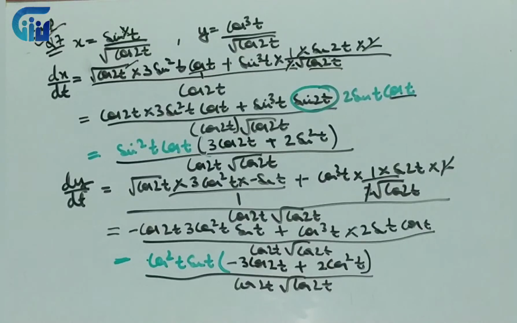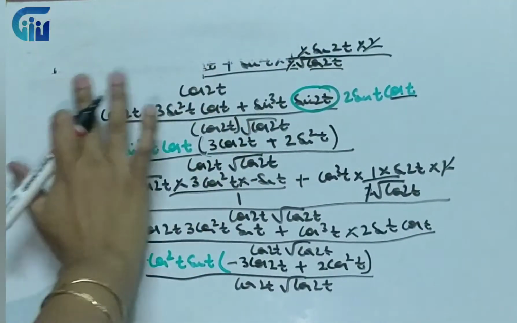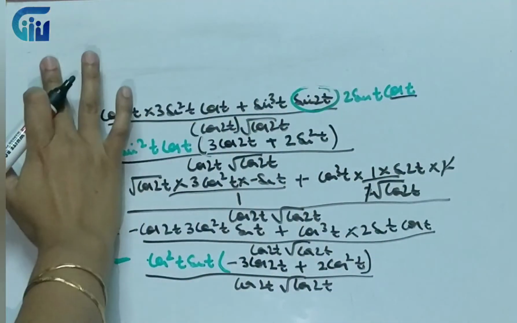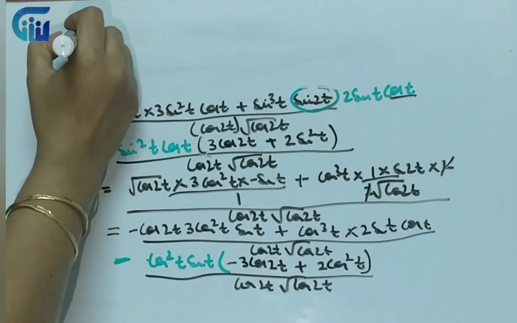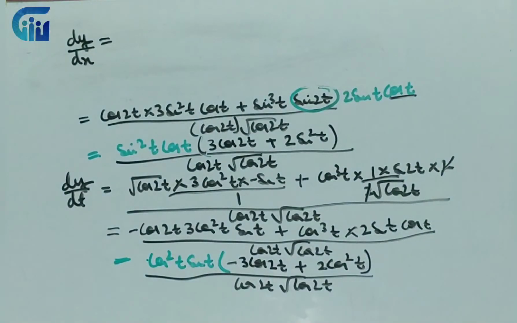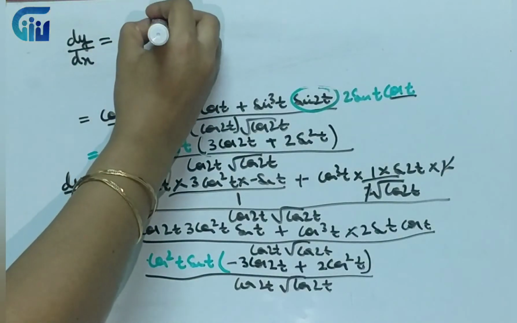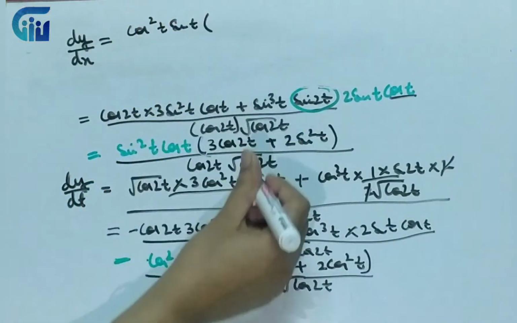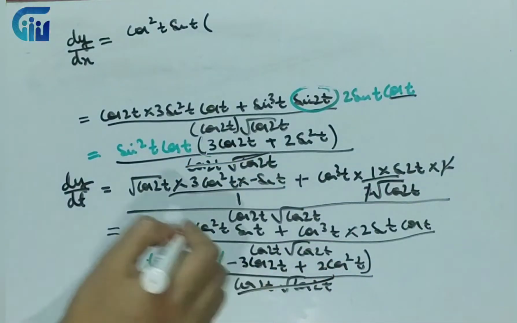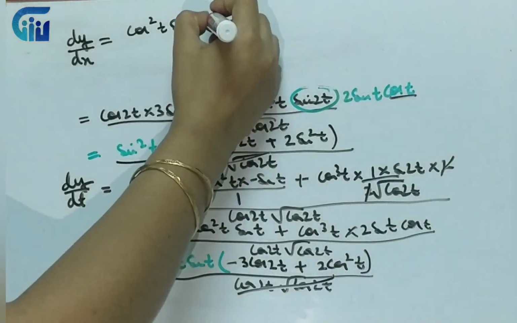Now what I will do? We will find dy by dx. So let's quickly find dy by dx. So what will I get? So it will be dy by dx. So dy term will be in the numerator and dx term will be in the denominator. So it will be cos square t sin t. You can see the denominators will get cancelled like this. So it will be cos square t sin t minus 3.